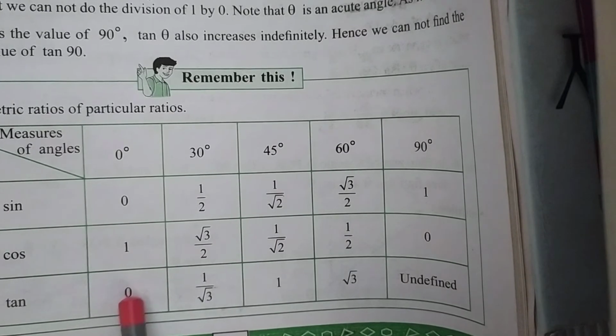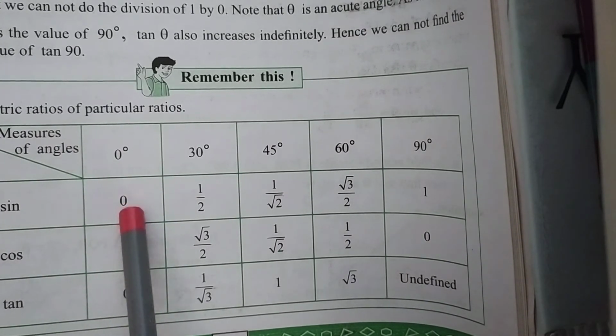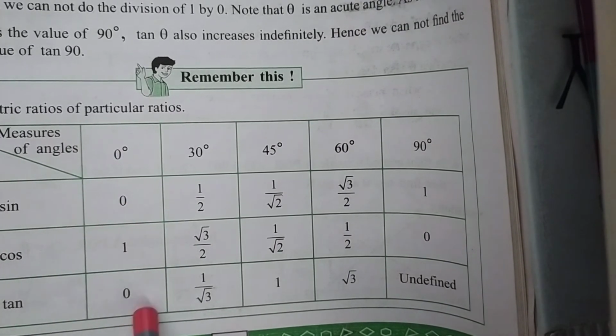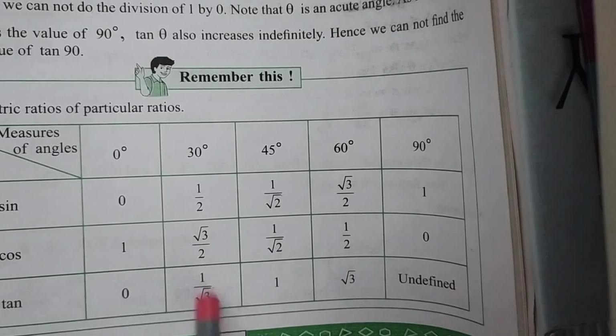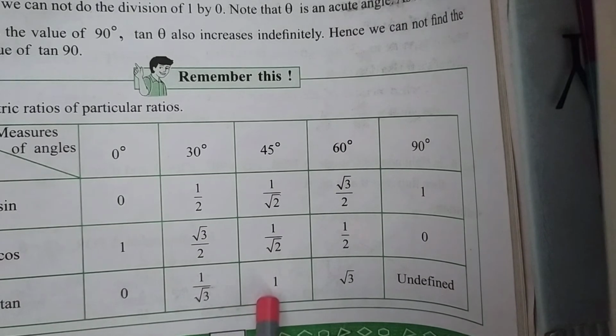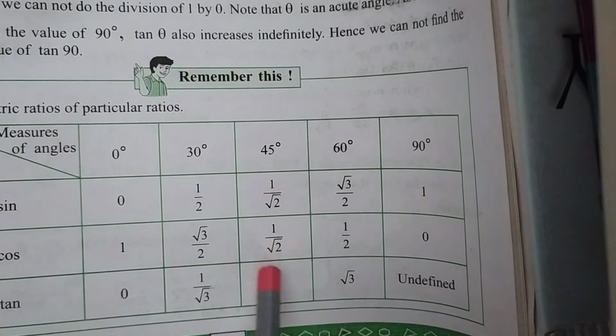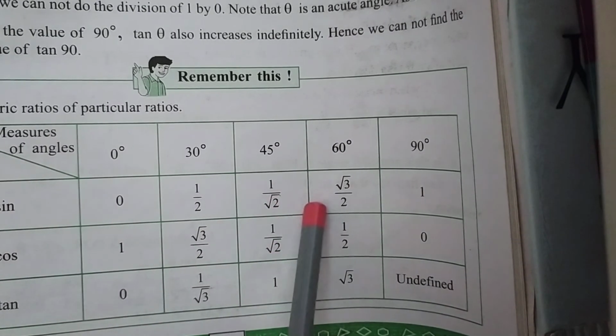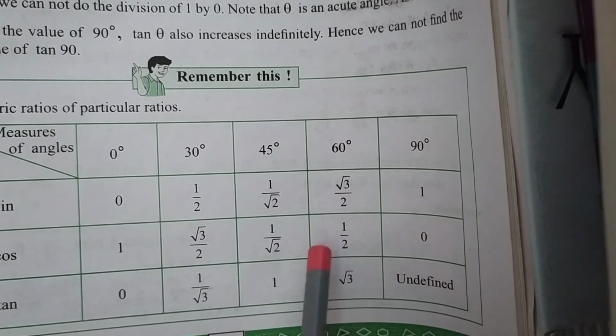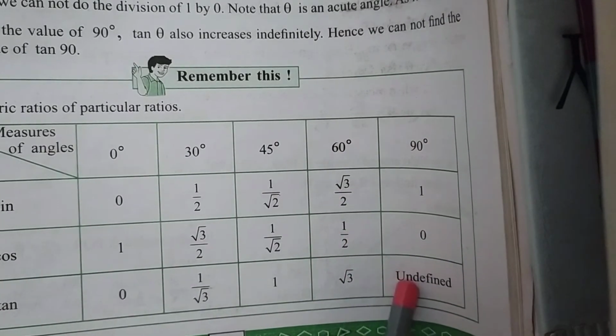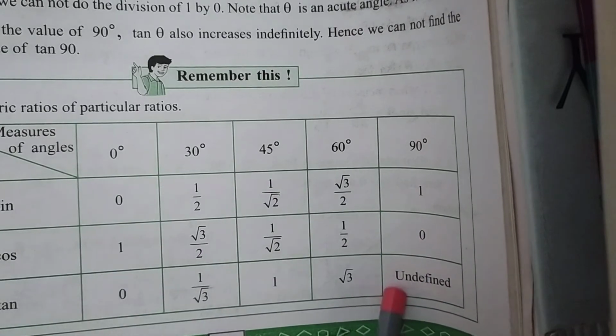To find out tan, tan theta is sin theta by cos theta. Tan 0 is 0 upon 1, 0. Tan 30, half upon root 3 by 2, 1 upon root 3. Tan 45, 1 by root 2 divided by 1 by root 2, answer 1. Tan 60, root 3 by 2 upon half, answer root 3. And tan 90 is 1 upon 0, which is not defined.